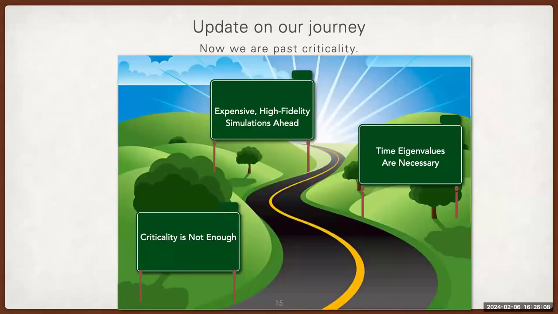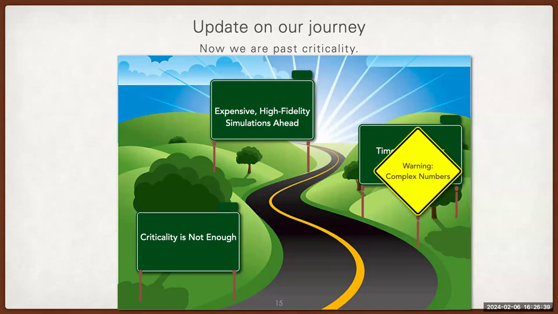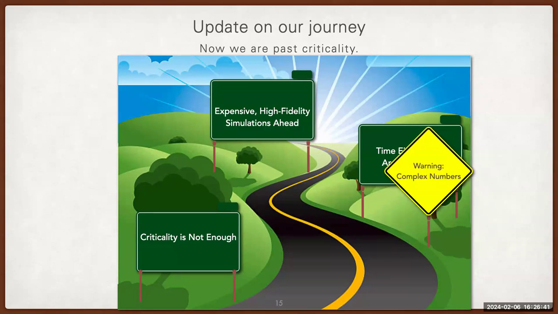Okay, so along our journey, I've said my piece that criticality, the multiplication factor, is not enough to tell us about these systems where things are changing. So now, to say something about these systems, we're going to introduce the idea of a time eigenvalue. So an eigenvalue that is not just the multiplication of the chain reaction, but how fast it proceeds. That's what we're going to deal with. But one warning: there are complex numbers that have to come into play here, but we'll try to handle that along the way.